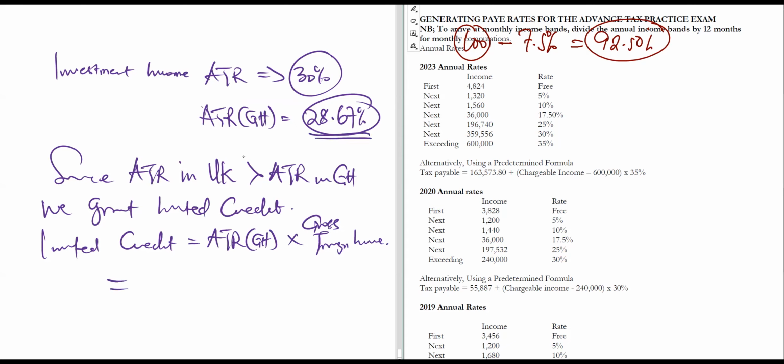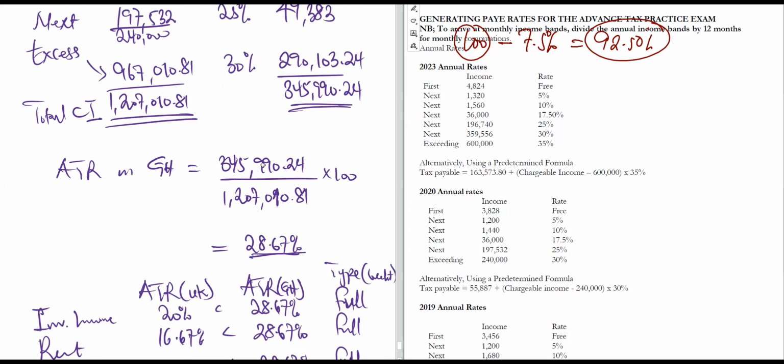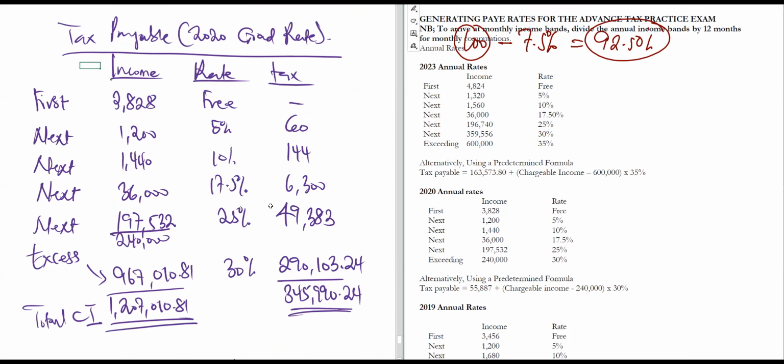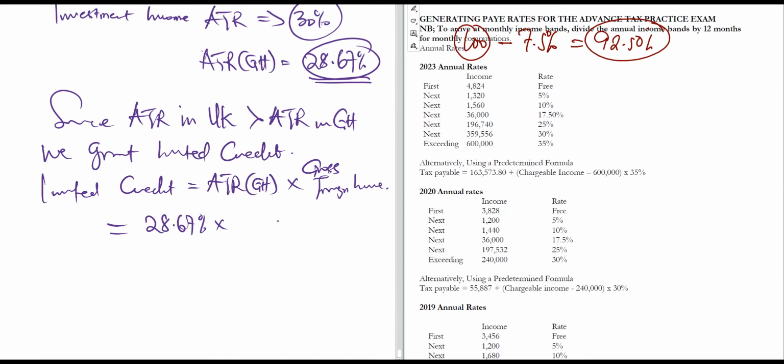Remember, the tax must not be more than 28.67%. So now I'll take the 28.67% and multiply by the investment income. How much was the investment income? The investment income was 40,000, right? So the foreign tax credit I'm going to get is 28.67% of 40,000. That means this is a limited credit, right? That is 11,468. So we will claim 11,468 instead of the 12,000, right?